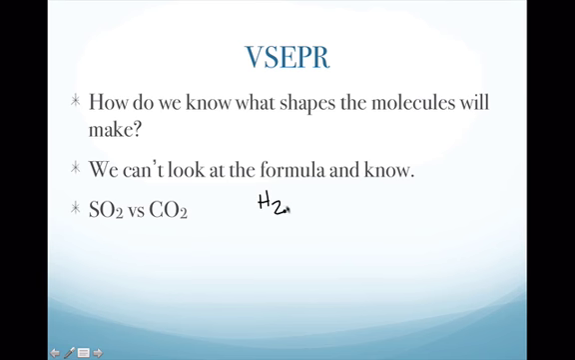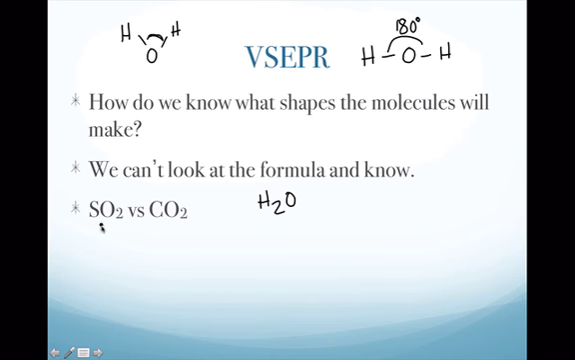So for example, if I just looked at H2O, maybe I would think it's just H and then O and then H, and this would be 180 degrees between those 2 hydrogens, when in fact it's a hydrogen and oxygen, and then the hydrogen goes back up, and it's much less than 180.